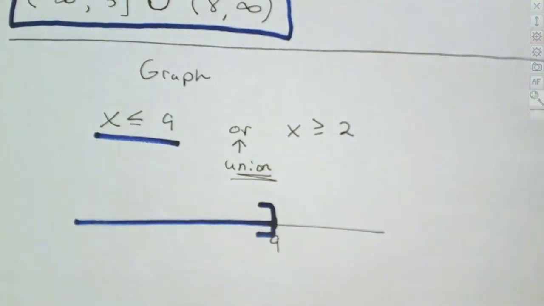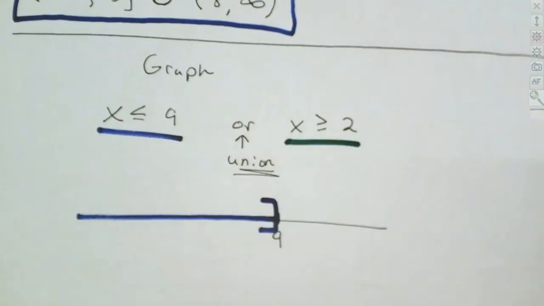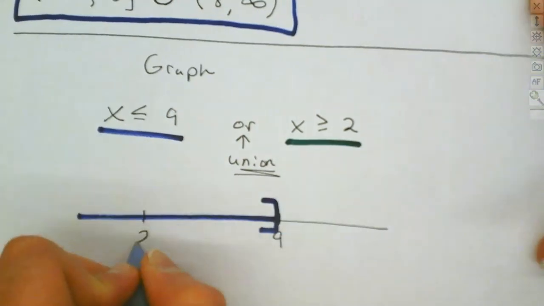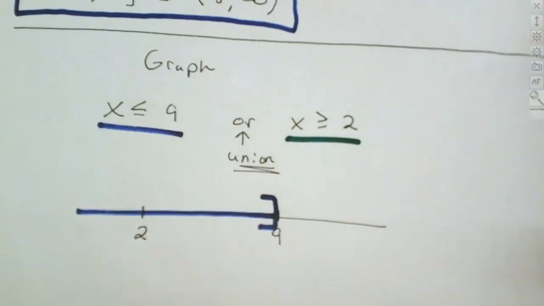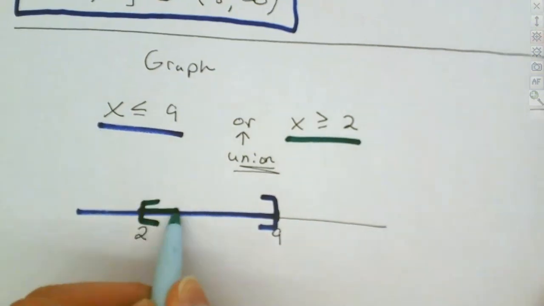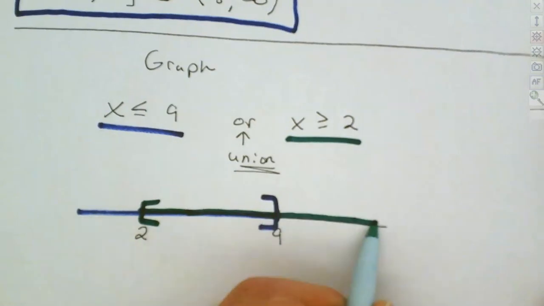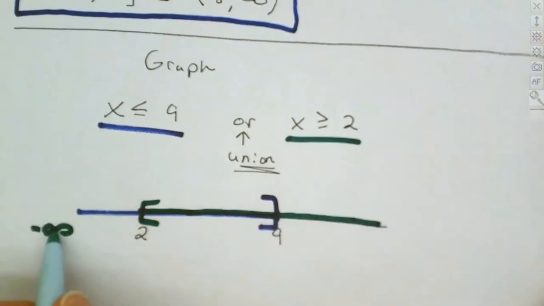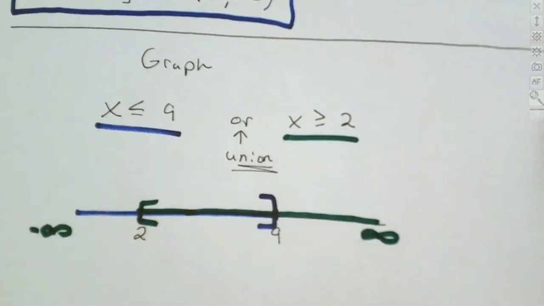What about the other one? The other one says x is greater than or equal to 2. So that's over here. We'll use square brackets. Remember, this is negative infinity, and this is positive infinity.